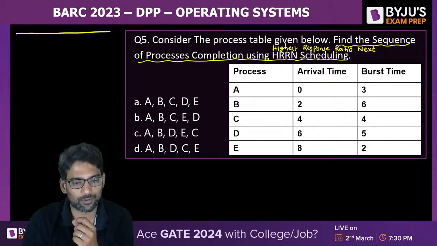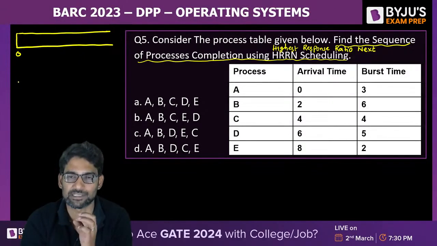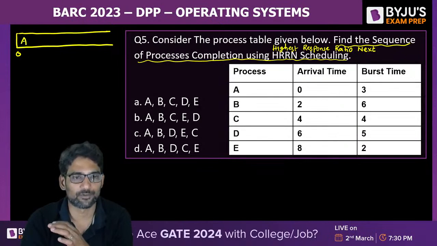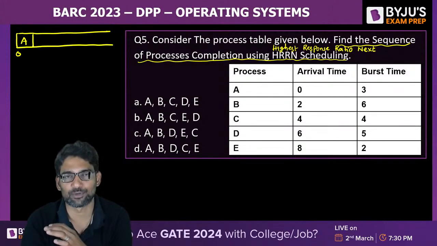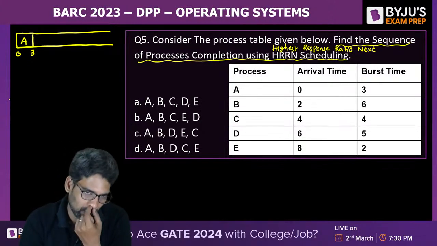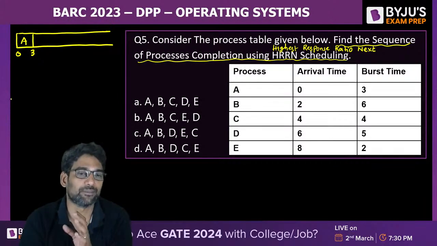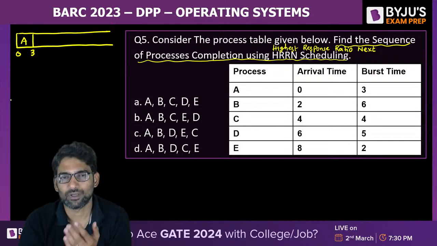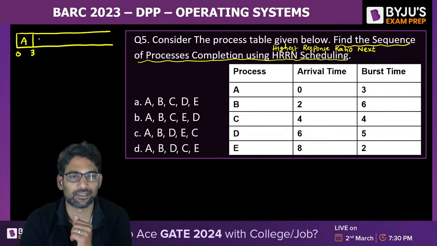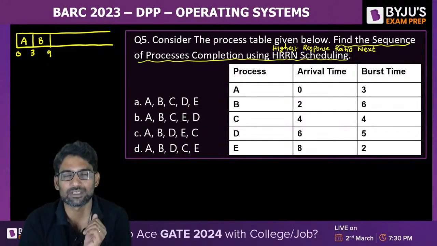At time 0, we have only one process available, that is process A. So, no question which is first, which is next, because only one process, it executes for 3 units of time. Now, the time is 3. HRRN is non-preemptive, guys. Only process B is available. So, schedule B, 3 to 9.